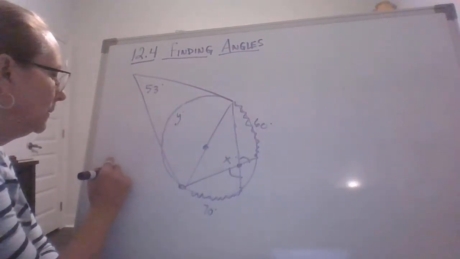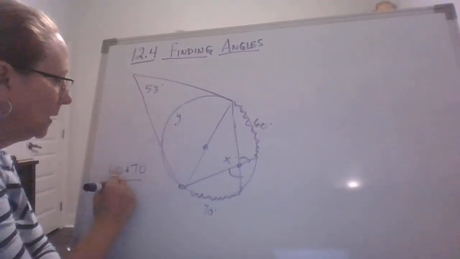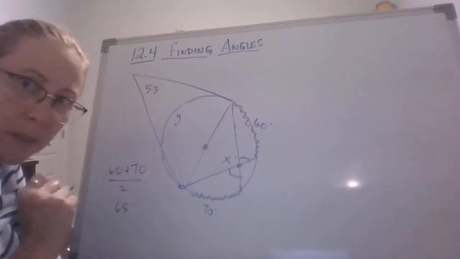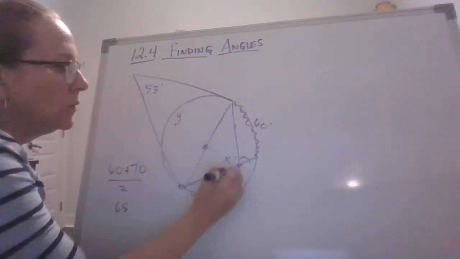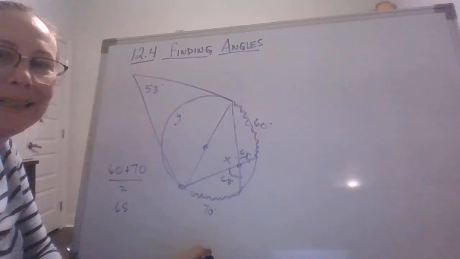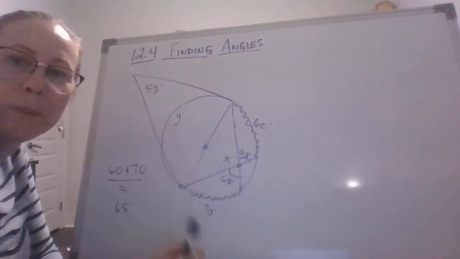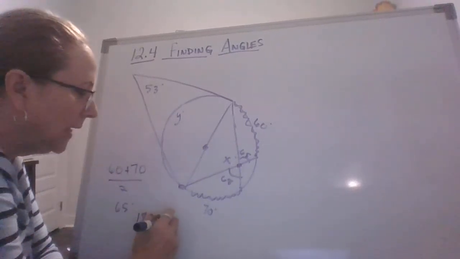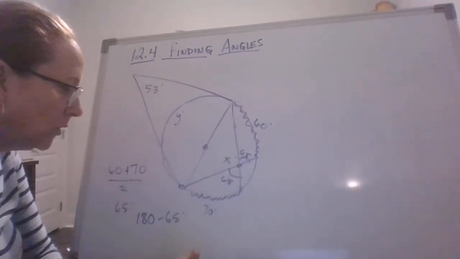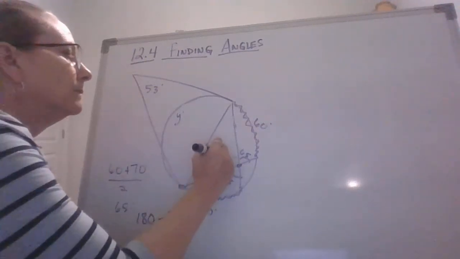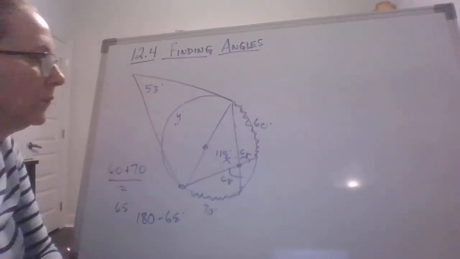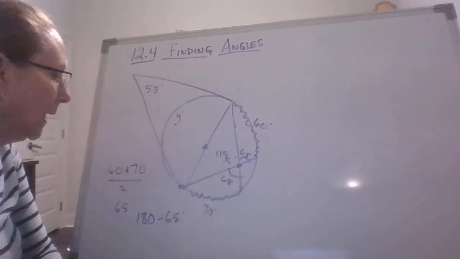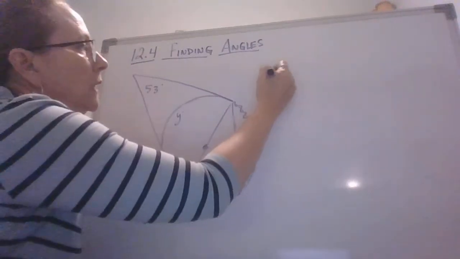So 60 plus 70 divided by 2 gives us 65. Now that's not X, but it's almost X. This is 65, so is this. You're like, wait, if these are vertical, this is a linear pair with that. Yes. So 180 minus 65 will give us that X value, and that's 115. Okay, now let's look at Y. Ignore X for a moment. X is 115.